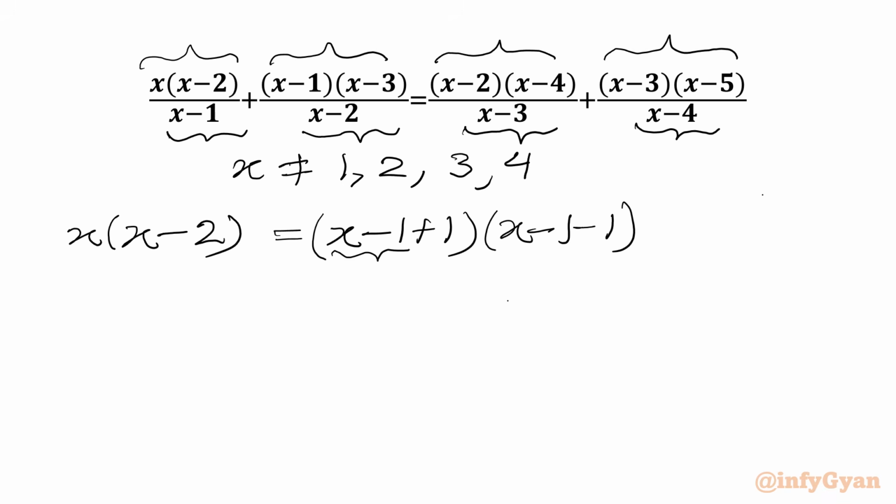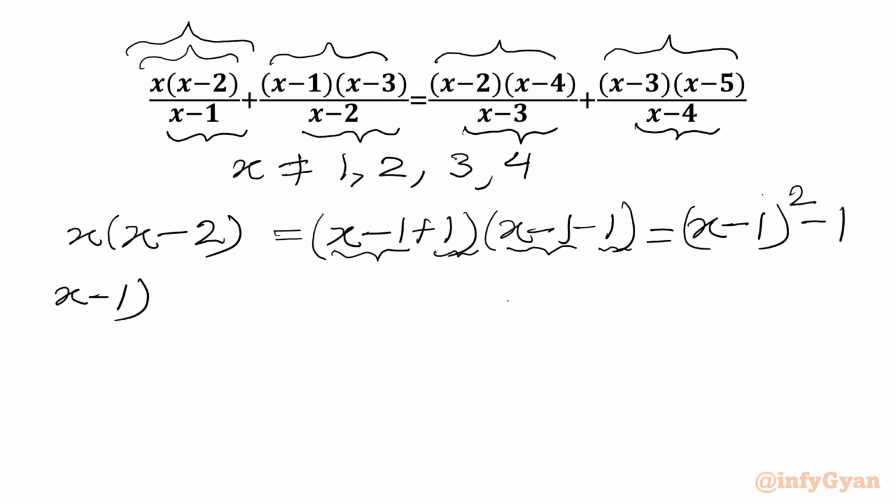If we assume x minus 1 is a and 1 is equal to b, then here we have a plus b times a minus b. Using the difference of two squares formula, we can write x minus 1 whole square minus 1. So in this place, we can write x minus 1 whole square minus 1.